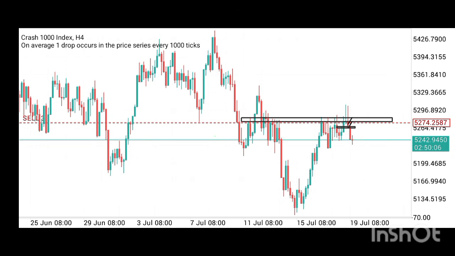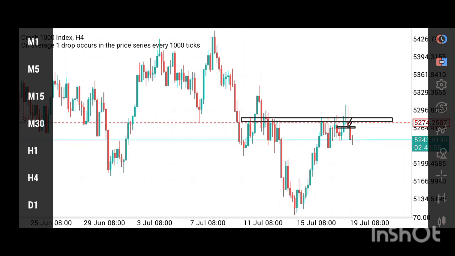All right, so this particular pair, we saw it yesterday during class with my students, and we actually predicted the sales from around this zone, and the market started selling. So how were we able to figure this out?